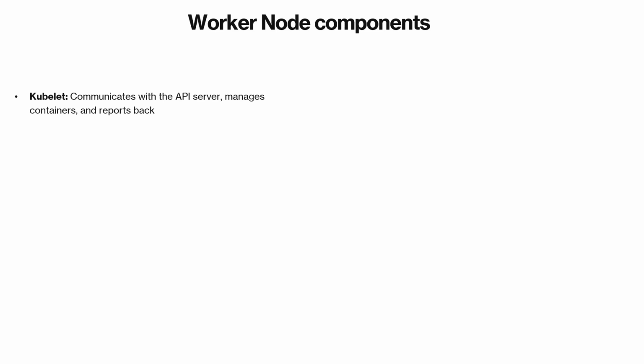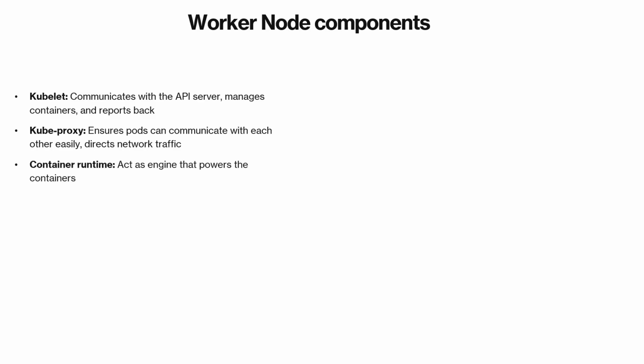Now let's take a look at the worker node components. First worker node component is the kubelet. Kubelet is an agent that runs on the worker nodes. It communicates with the API server, manages containers, and reports back. Second one is the kube proxy. It ensures the pods can communicate with each other easily. It basically handles the assignment of the IP addresses in the pods.